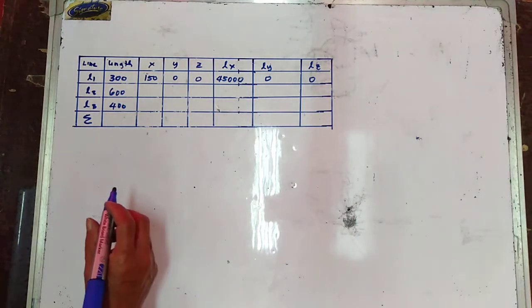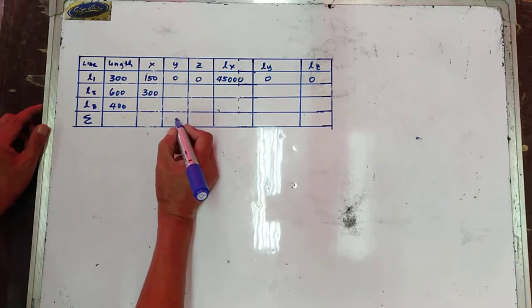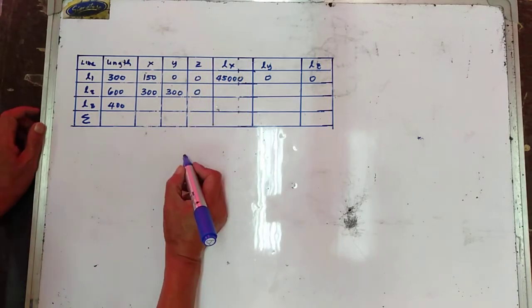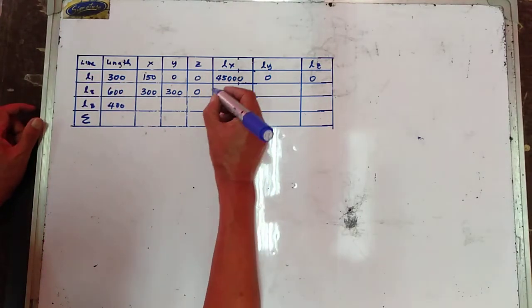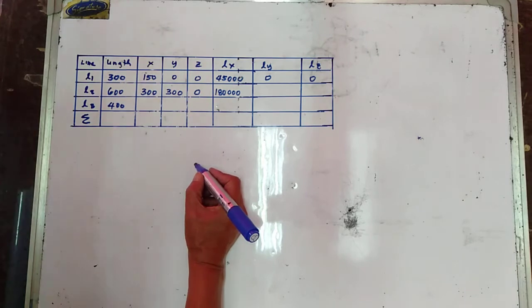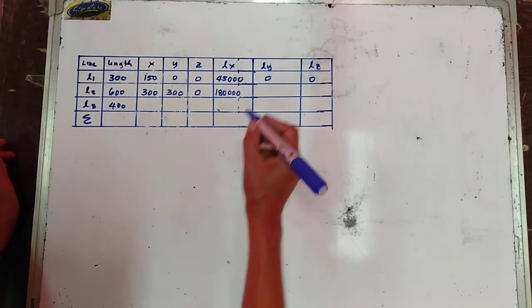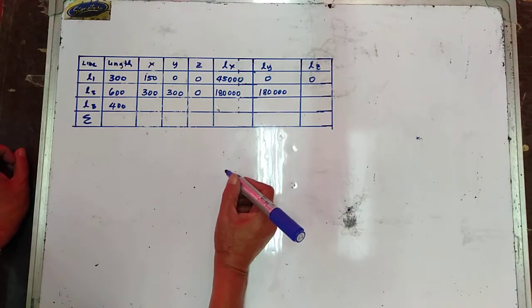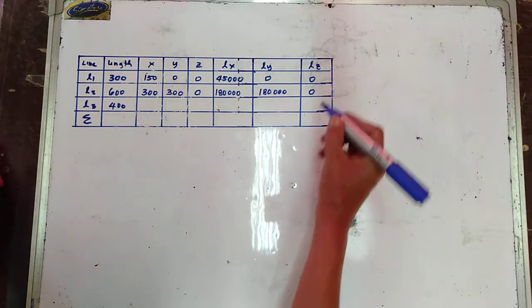For length number 2 or L2, we have x is 300. And then your y is 300 and your z is 0. So your Lx, 600 by 300 is 180,000. So that is 180,000. And then Ly, 600 by 300 is still 180,000. And your Lz is 600 by 0. So that one is equal to 0.